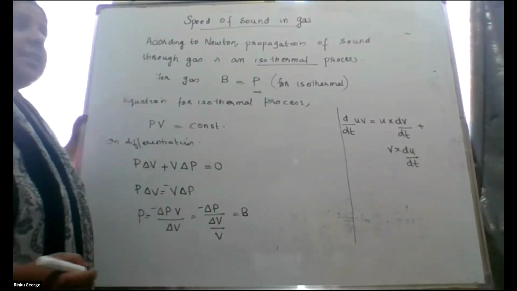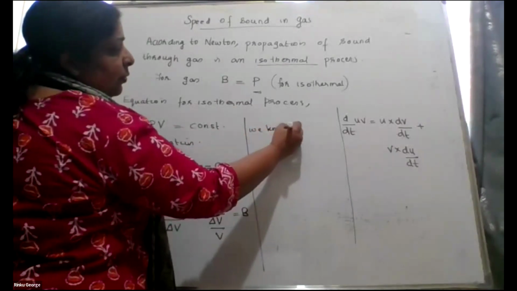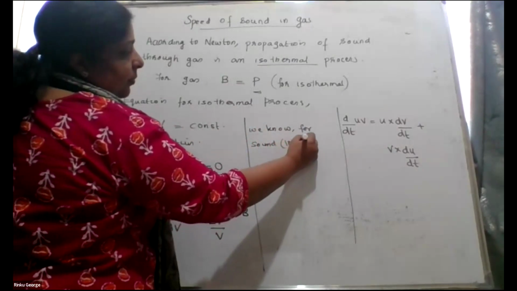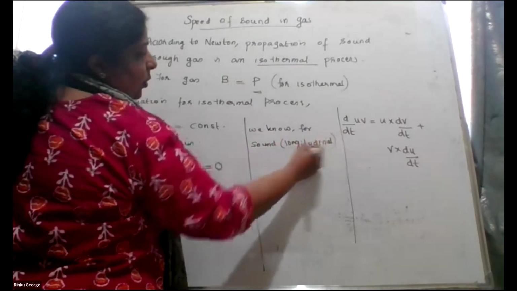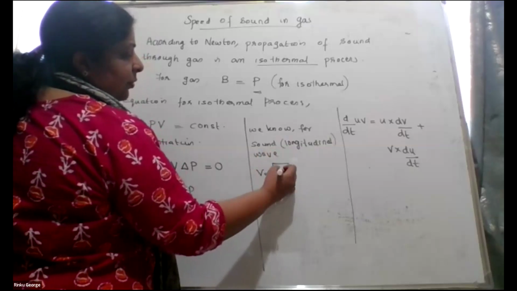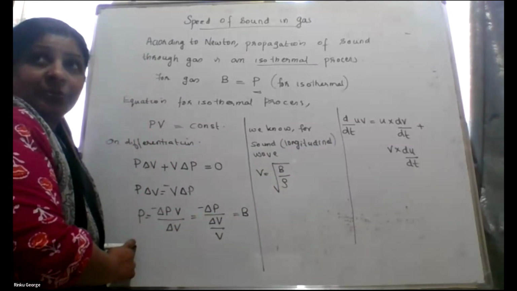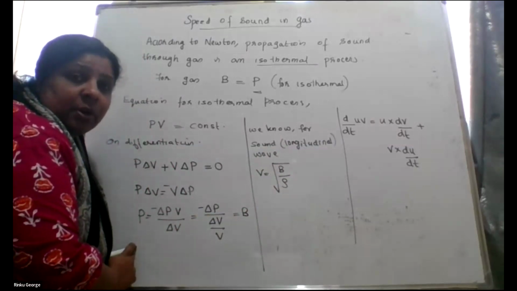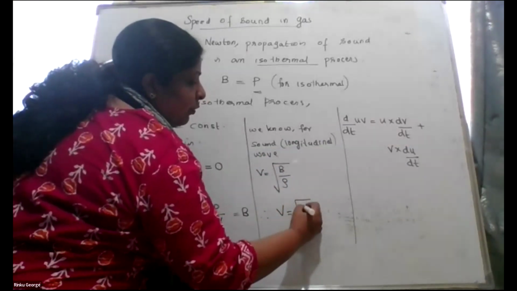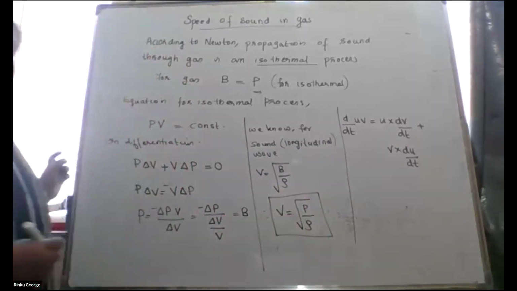All of you got it, right? Now listen. What is the velocity formula we know for a sound wave? That is longitudinal. This one we did last class. For a longitudinal wave, what is the velocity equation? Root of B by rho. Here we got B is equal to P. As per Newton, B is equal to P. So what can I write? Therefore, V will be equal to root of P by rho. This is the equation given by Newton. Newton's equation.